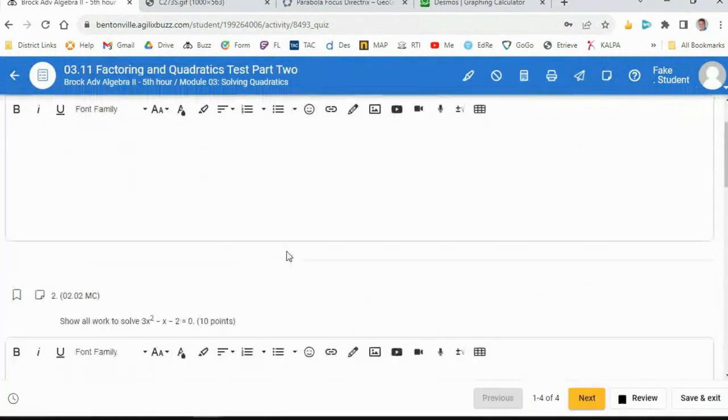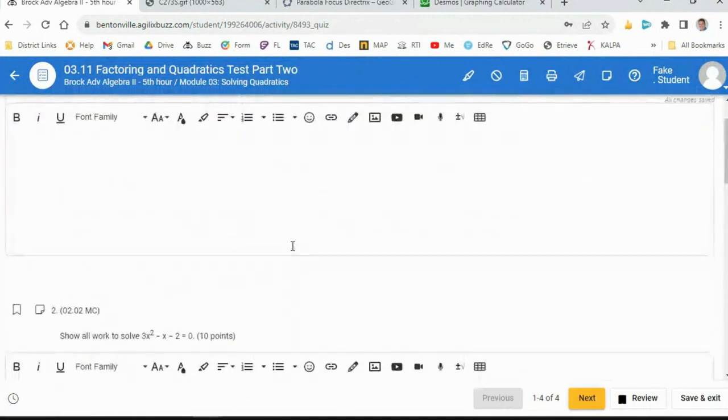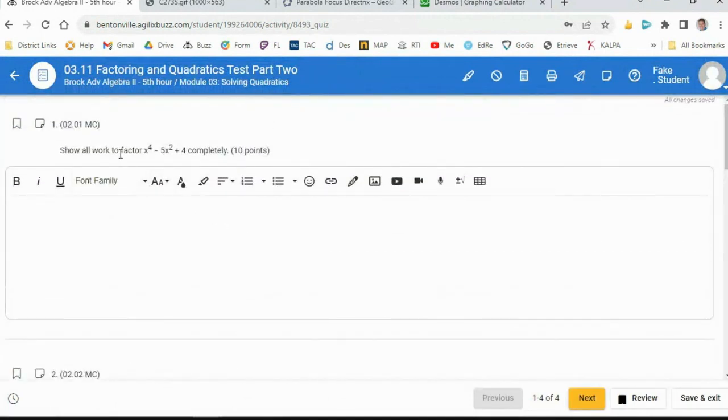You have 4 questions. Let's look at the 4 questions. Show all the work to factor this completely, and you can do that how you like. You need to factor that, whether you do factor by grouping, or just factoring, however method of factoring you like to use.